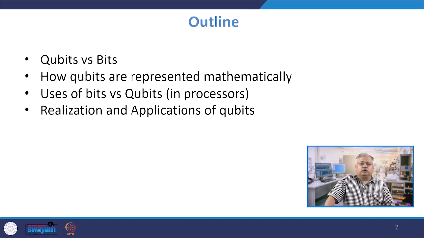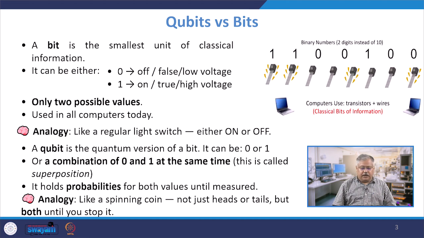We will also look into how qubits are represented in a mathematical sense. Then we will look into bits versus qubits, how they are used in processors, and then the realization and applications of qubits. So this is the general outline of the talk. Let's see what qubits are.